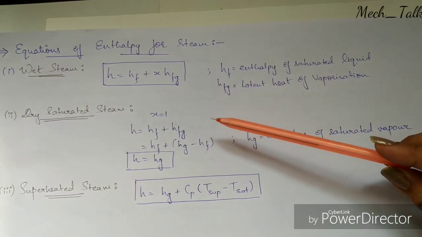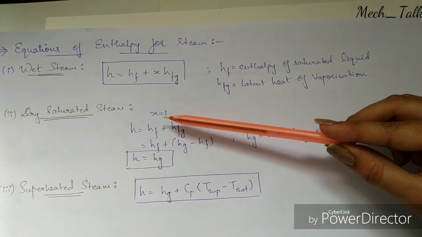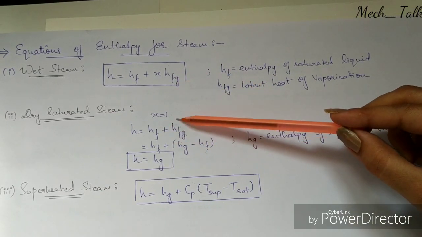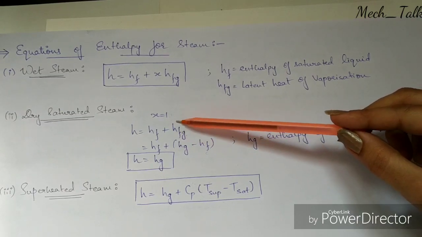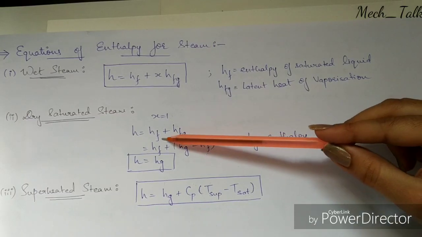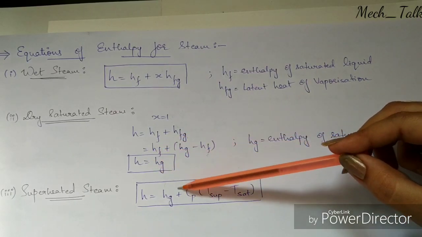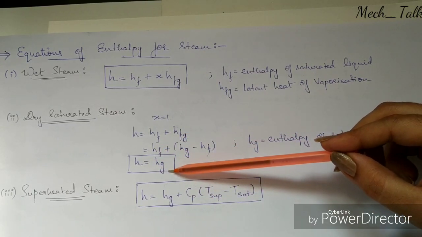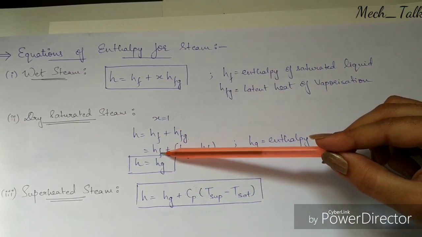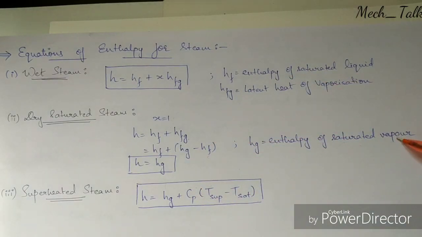For dry saturated steam, the value of X is equal to 1. If we put this value of X in the equation we have HF + HFG, but we can write HFG as HG - HF. Hence HF gets cancelled in this equation and we have H = HG. That is, for dry saturated steam, the value of enthalpy is given as HG, that is the enthalpy of saturated vapor.